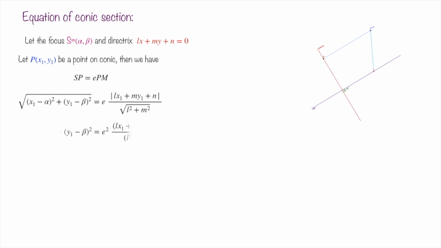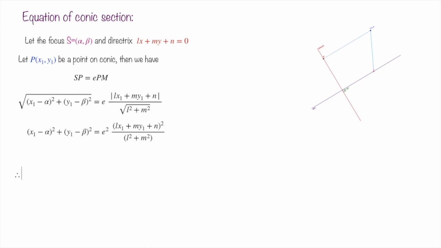If you square both sides, you will end up with this one: (x1 minus alpha) whole square plus (y1 minus beta) whole square equal to e square times (Lx1 plus My1 plus N) whole square by L square plus M square.